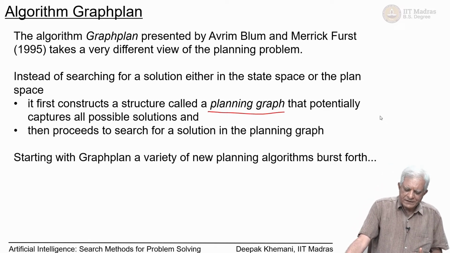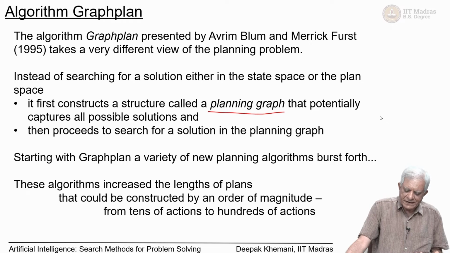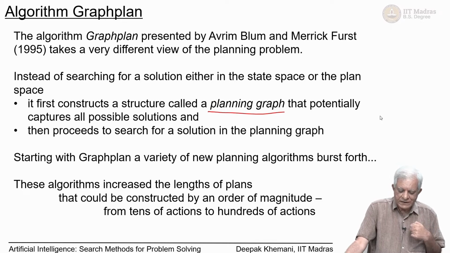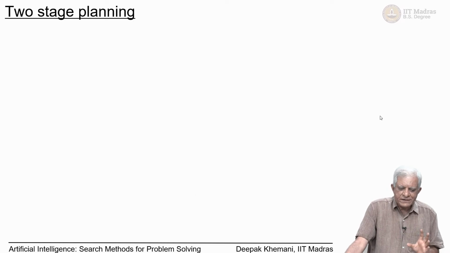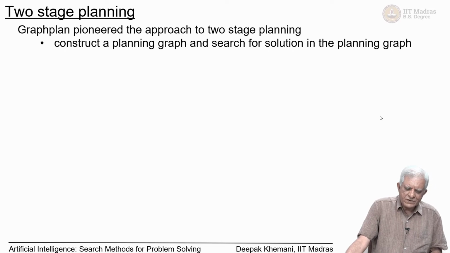So, starting with Graphplan, a variety of new planning algorithms came forward in the 90s, and they are important to us because these algorithms increase the length of plans that could be constructed by an order of magnitude. Initially the planning algorithms that we have studied so far could construct plans of length 10 or 15 or 20, now they could construct plans of length 100 or 200. Obviously they are more effective in that sense, and the process that all these new algorithms employ is two-stage planning. So, Graphplan pioneered this approach of two-stage planning: construct a planning graph and search for a solution in this planning graph.